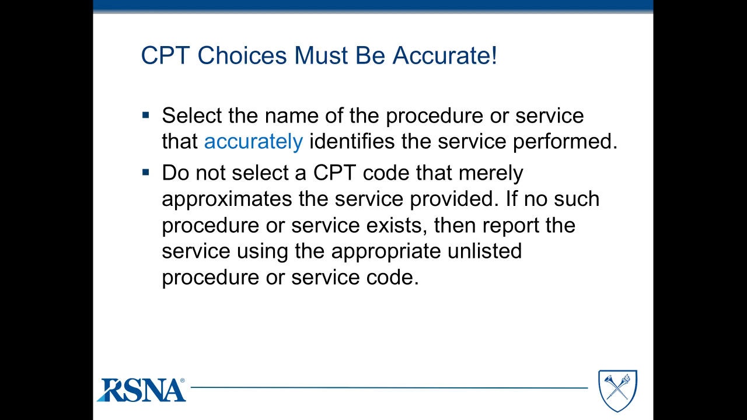If you look at the front of the book, the rules are pretty specific. Your coders are instructed to select the name of the procedure or service that accurately defines the service that was performed. Specifically, they're told, do not select a CPT code that merely approximates the service provided. If no such procedure or service exists in the book, then report the service using the appropriate unlisted procedure or service code. Meaning if they can't figure out what you did, what you said you did, they're effectively going to put a question mark code in that blank on your form, and that's probably not going to get paid.